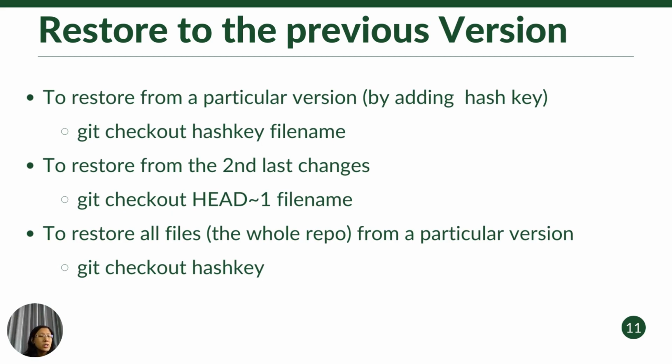Now, how do we restore to a previous version? I have already mentioned earlier that you can use the checkout command to restore to the previous version. Let's say I want to restore to a particular version for which I know the hash key. You can use git checkout hash key followed by the file name of the file you want to restore. Or if you want to get back to the second last change, you can use HEAD~1. Or if you want to restore everything, not only one file, you just put the hash key.